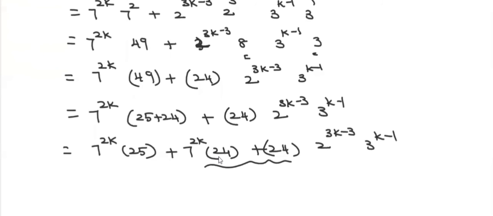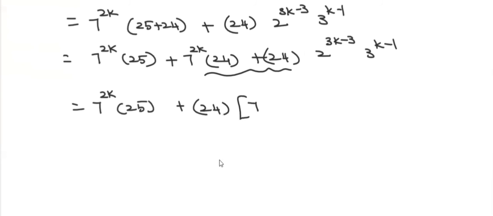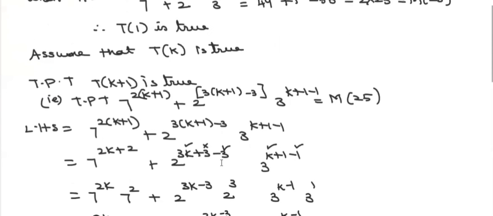These last two terms have 24 common, so we take it outside. Anyway, the first term is divisible by 25. Taking 24 common, what remains inside is 7^(2k) plus 2^(3k-3)·3^(k-1).